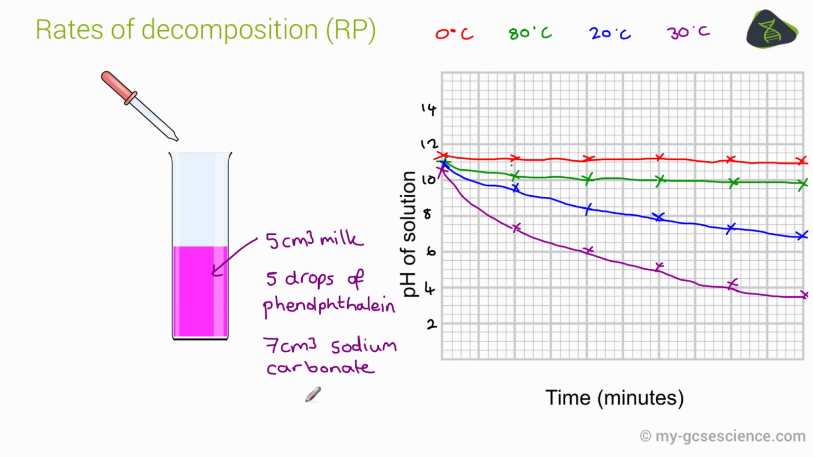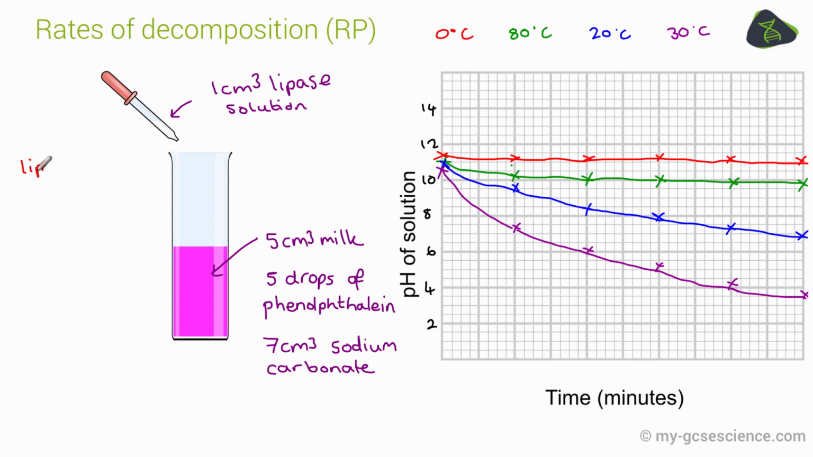Now once this has been set up, it needs to be put into a water bath, which could be at any of these temperatures: 0 degrees C, 80 degrees C, 20 degrees C or 30 degrees C, or any suitable range of temperatures, and that would be the independent variable of this investigation. And once this mixture has calibrated to that temperature, so you may need to leave it for a minute or so, you would then add 1 centimetre cubed of lipase solution. So this is the enzyme now.